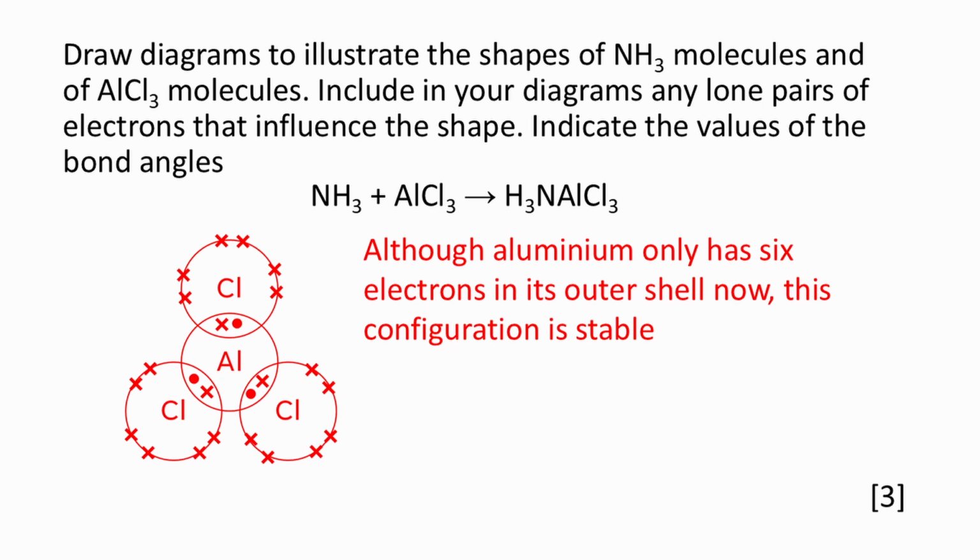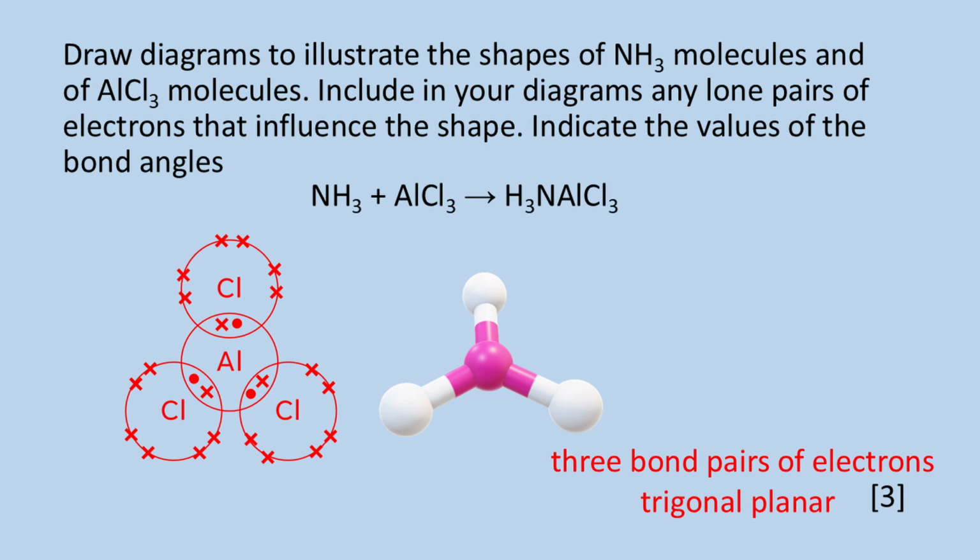To work out the shape of a molecule, we only have to consider the number of lone pairs and bond pairs around the central atom of a molecule. There are 3 bond pairs of electrons and 0 lone pairs of electrons around the central atom in aluminium chloride. The diagram in the centre illustrates the shape of this molecule. The pink sphere represents the aluminium atom and the white spheres represent the chlorine atoms.